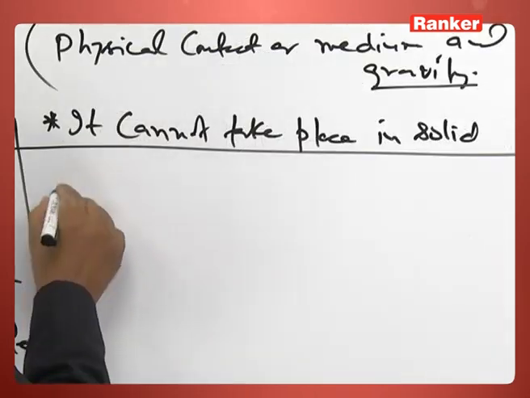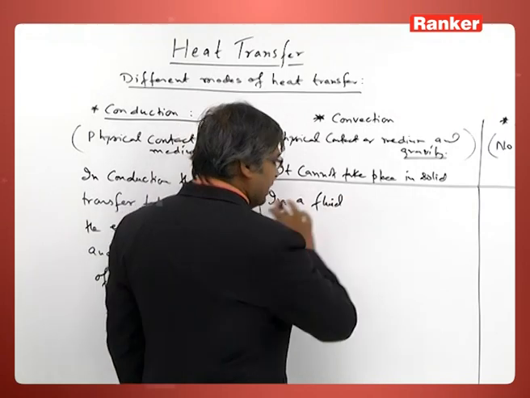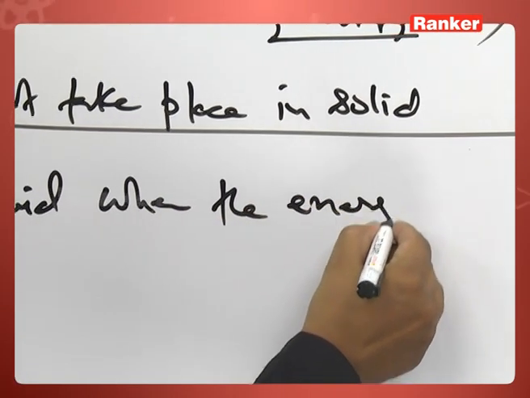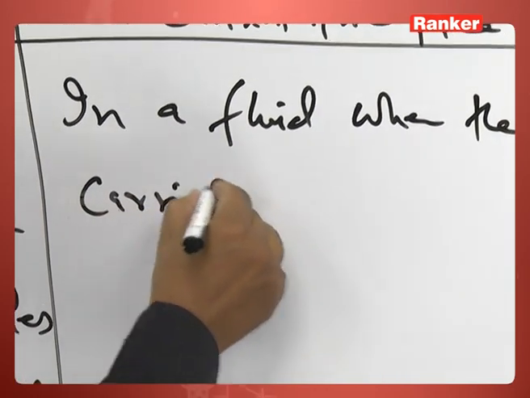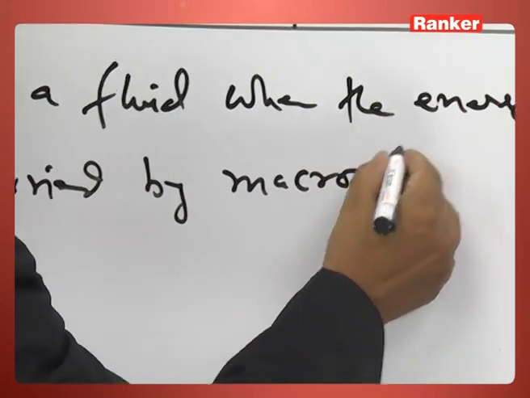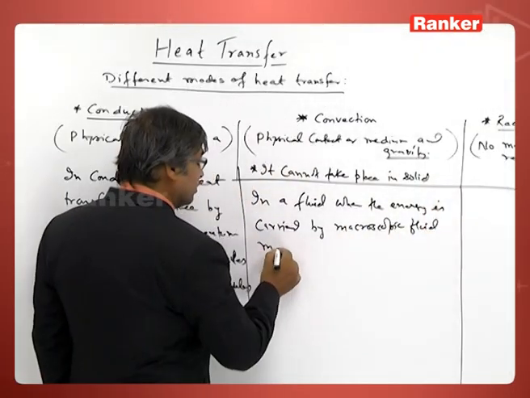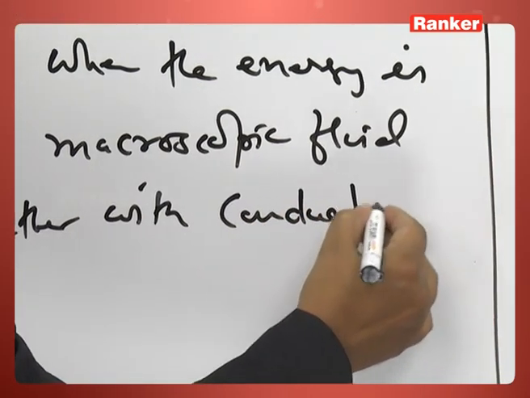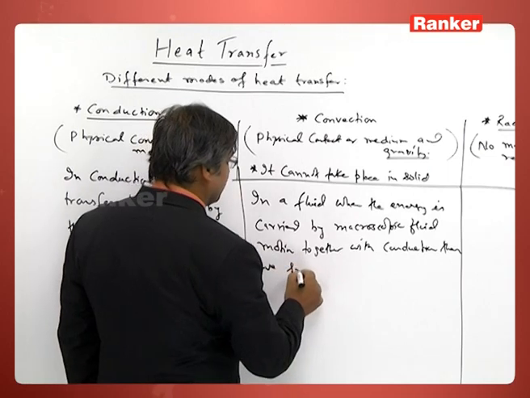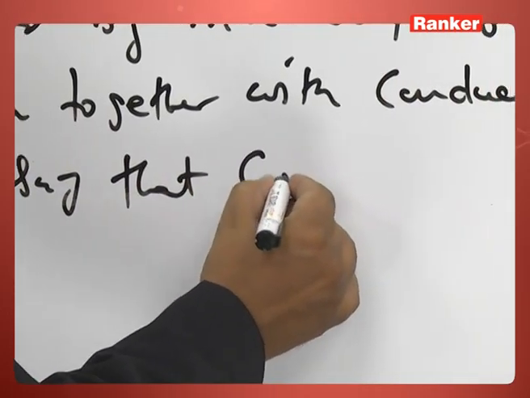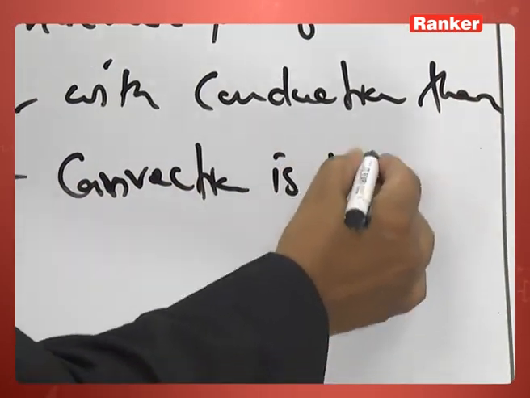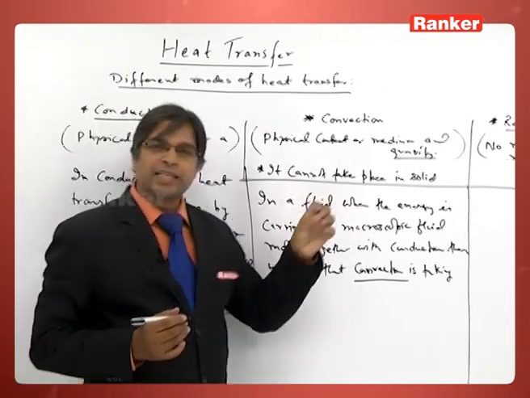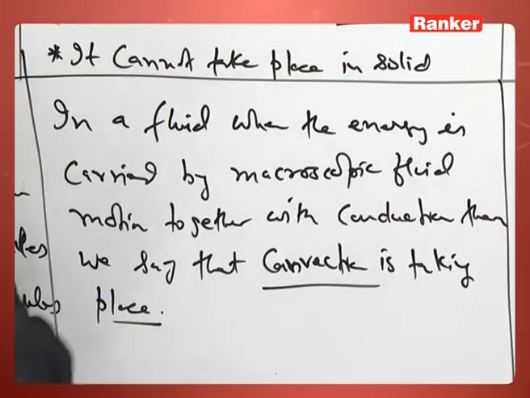In a continuous fluid, when the energy is carried by macroscopic fluid motion together with conduction, then we say that convection is taking place. That means heat conduction by convection is taking place. Since such a motion cannot take place in a solid, convection is not in a solid.